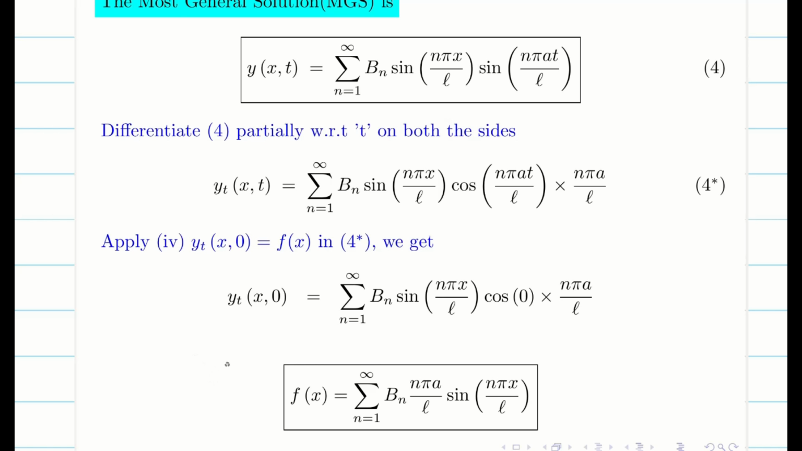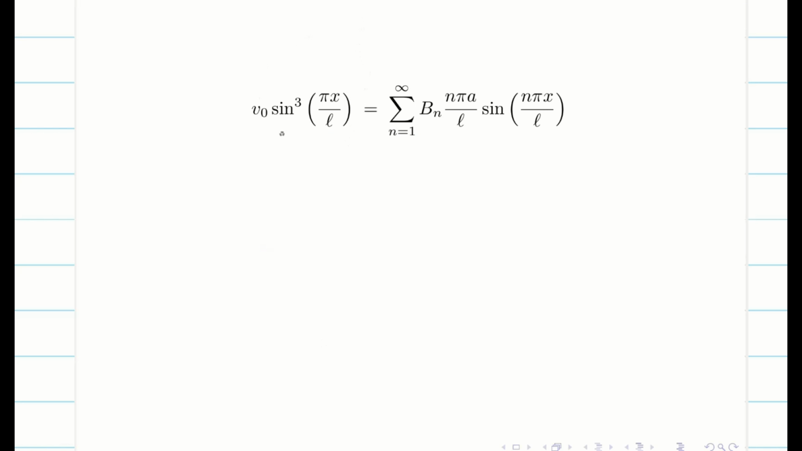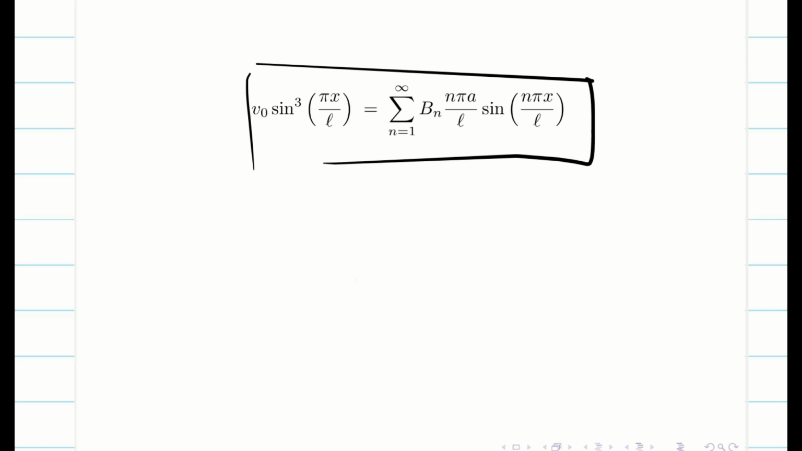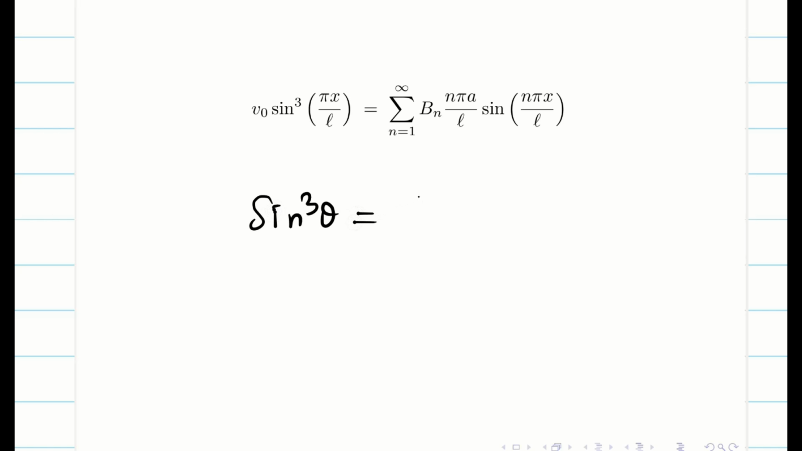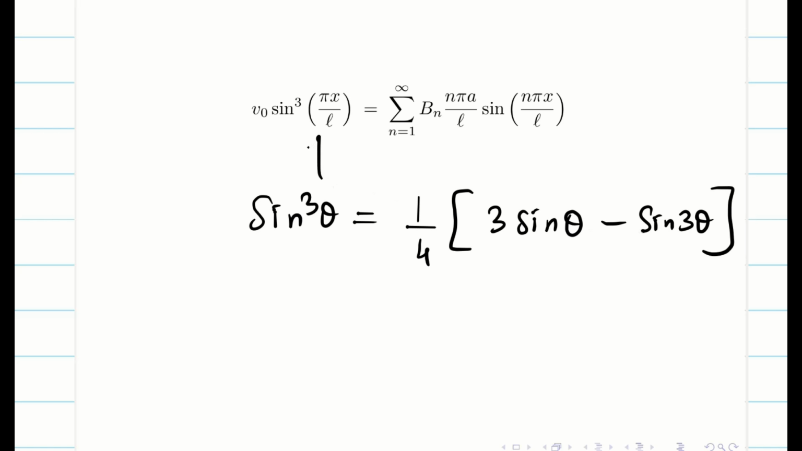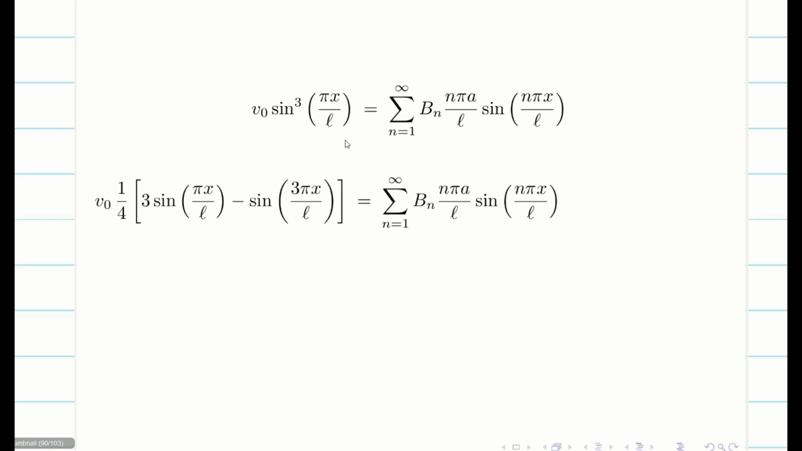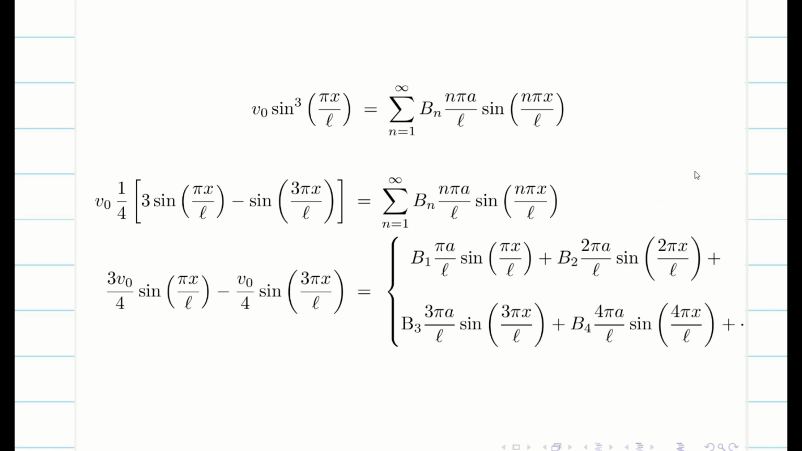You can see the previous problem. Now my f(x) is going to be v0 sin³(πx/L). So we use the formula for sin³θ. Sin³θ is equal to 1/4 (3 sinθ − sin 3θ). Applying this in the LHS will be getting like this. Now simplifying the RHS, substituting n equal to 1, 2, 3, 4 etc. will be getting like this.